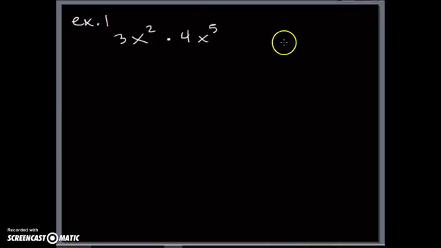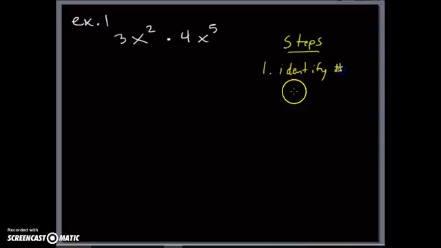Example number 1. The first step with these problems is to identify the number of bases. So how many different bases do we have? Well, we've got one base, and then we've got a constant. These numbers are constants.